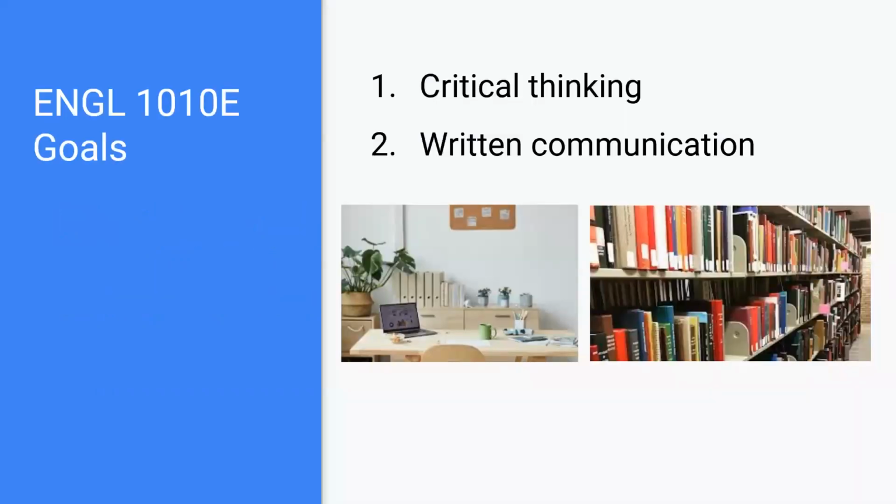Let's start by talking about the goals. There are two major goals of this course. Number one, this course is designed to help you become a better critical thinker. Critical thinking simply means how do you know that something is true? So in other words, it's testing assumptions, testing biases, asking how you know information is accurate and reliable.